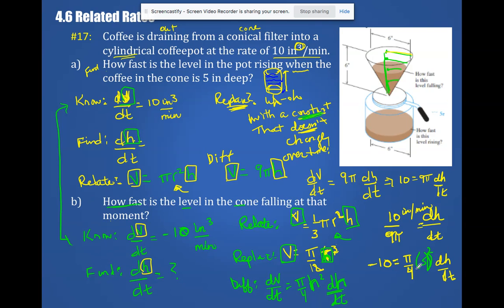So that's 25 over 4. So I'm going to reciprocate and everything, and I'm going to end up with -8 after I cancel. -8 divided by 5 pi dH/dt. Whoops, then that's, again, inches per minute.